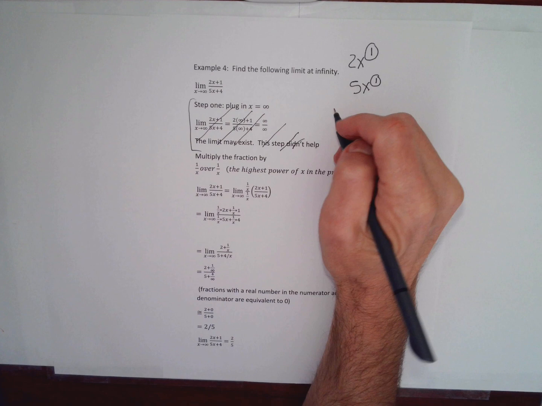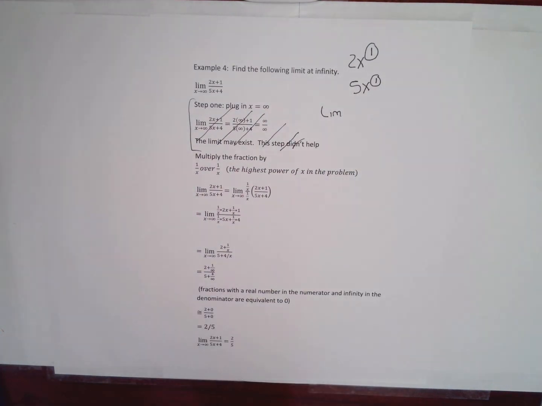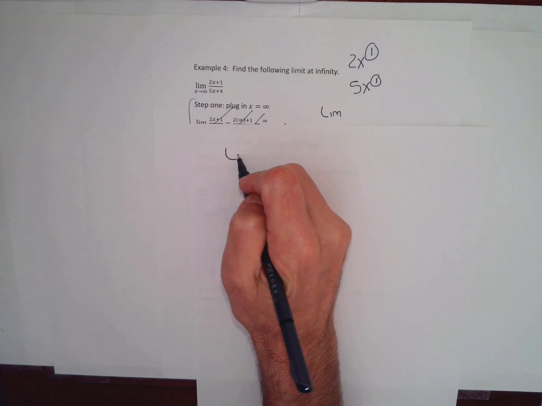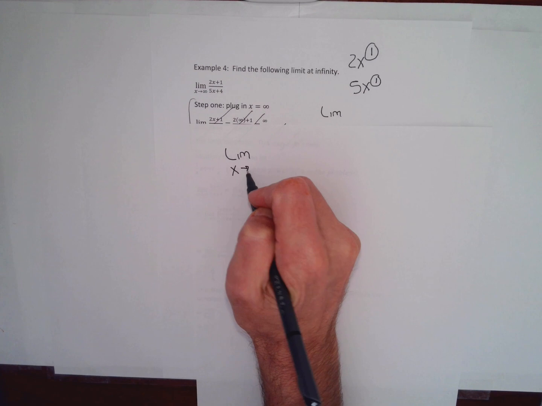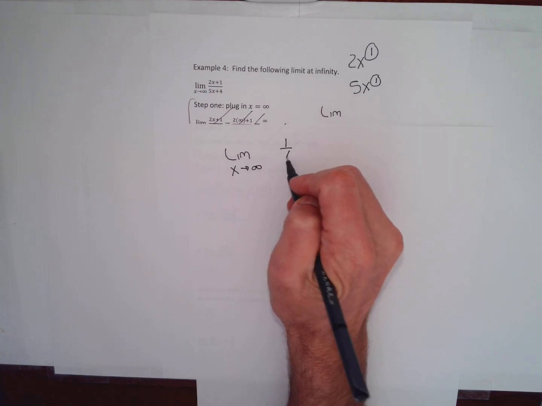So let me do this. I'm going to take the whole fraction. I have it typed up here, but I want to do it by hand. So when the limit's at infinity, plugging in infinity is generally worthless. It's never going to give me anything that I can think is productive.